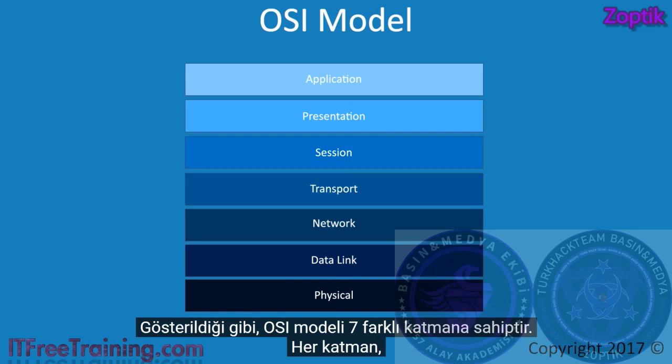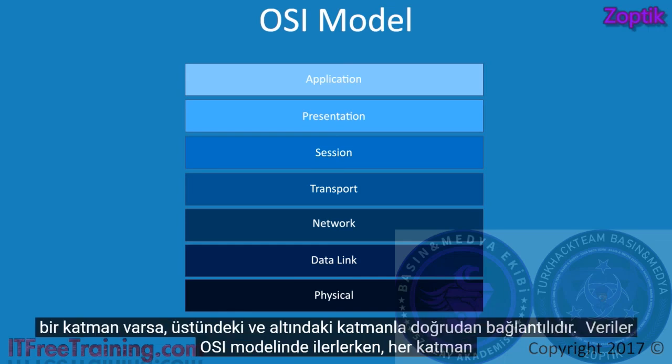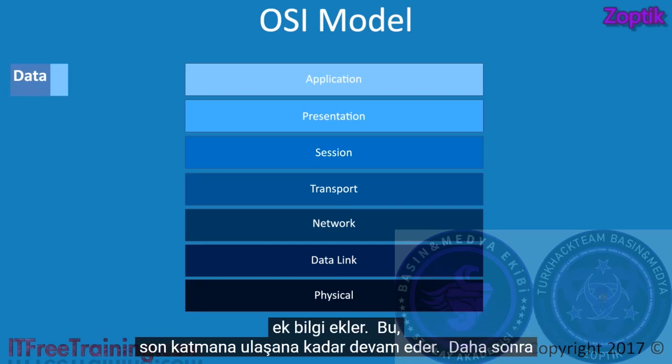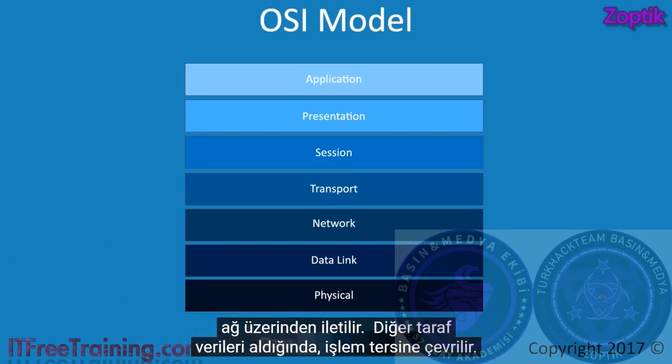As shown, the OSI model has 7 different layers. Each layer is directly linked to the layer above and below it if a layer exists. As data travels down the OSI model, each layer adds additional information. This continues until it reaches the last layer. It is then transmitted across the network. Once the other side receives the data, the process is reversed.